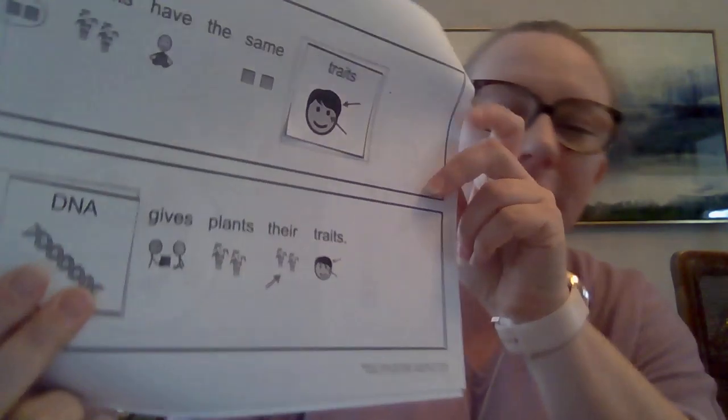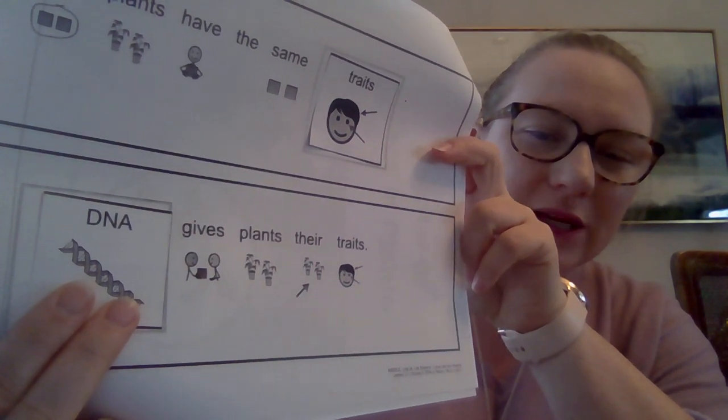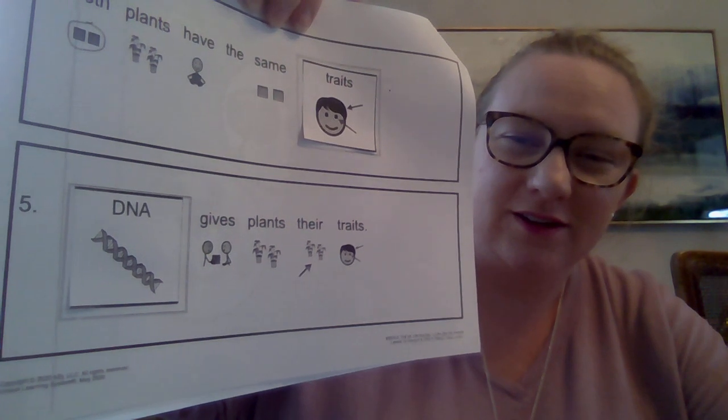Great. All right, we have one vocabulary word left. Let's see if it makes sense in our sentence. DNA gives plants their traits. Is that what we learned? That DNA gives plants their traits? It is. That makes sense. That is correct. We got it. DNA gives plants their traits, gives animals their traits, gives humans their traits. Thank you, DNA. Right, like the article said.